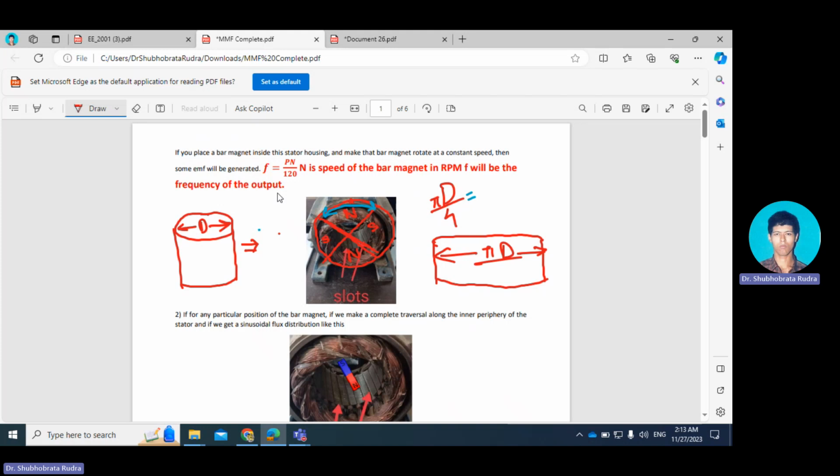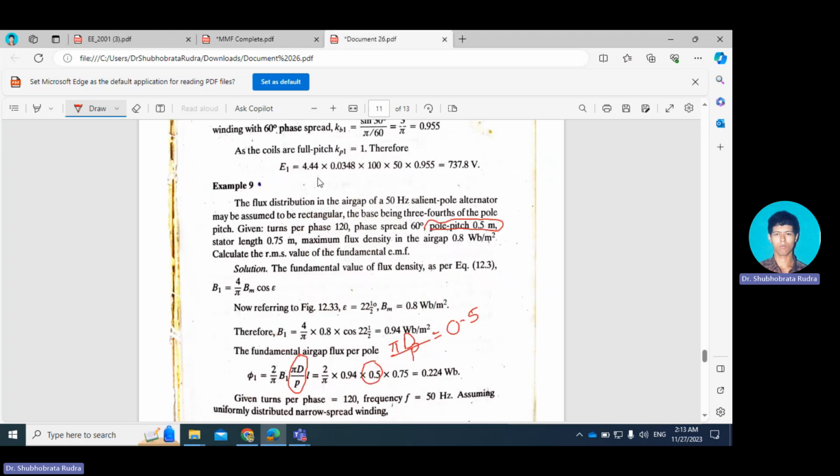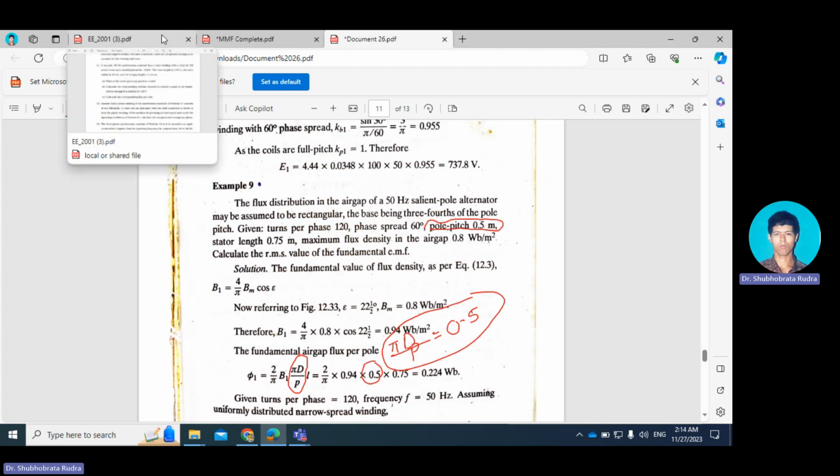And in this manner, we can see that for any pole, if it is a 4 pole machine, we can divide this into 4 symmetrical segments, and each one will denote one pole pitch. Therefore, for the question he asked, pole pitch 0.5 implies that when you have this pi d by p, you should replace it by 0.5 meter. Typically, pole pitch is given in terms of length.